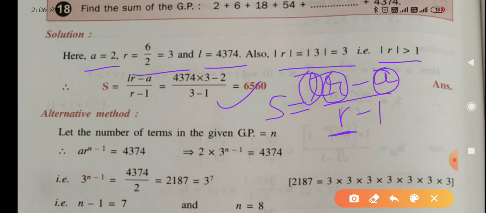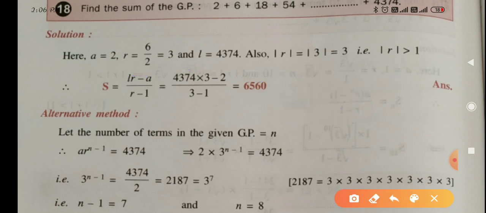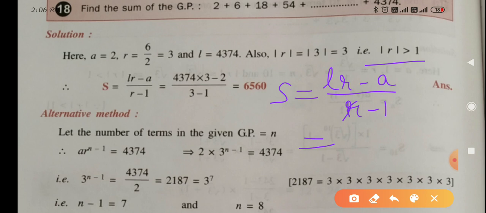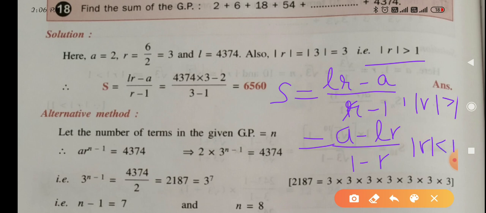One more thing: if modulus R is greater than 1, then you apply the formula S equals LR minus A upon R minus 1. And if modulus R is less than 1, then you apply A minus LR upon 1 minus R. So you have to learn these two formulae. By using these formulae also you can find the answer.